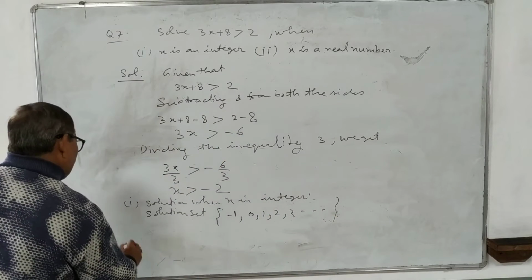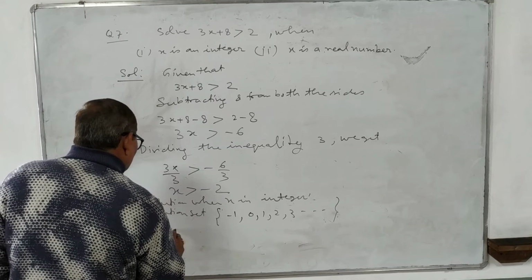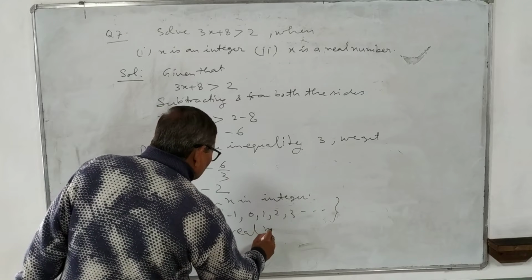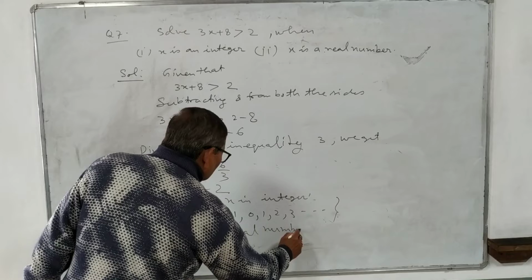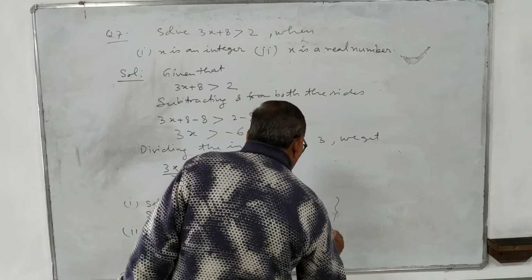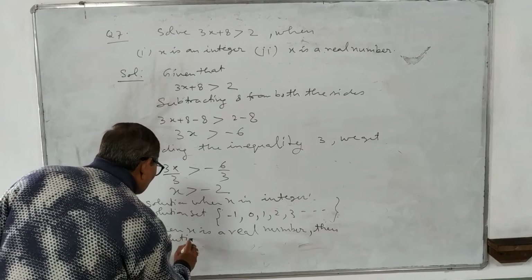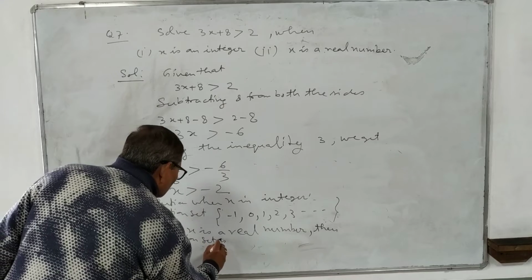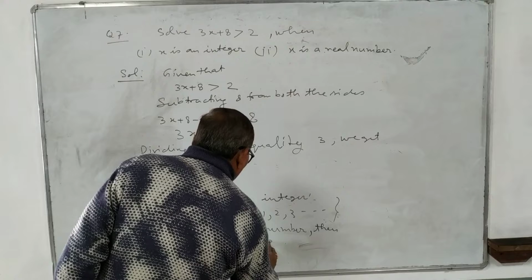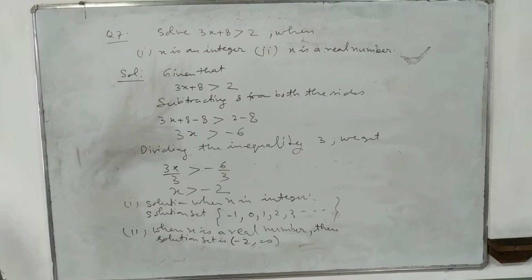This is in the first case, and in the second case, when x is a real number, the solution set is the interval -2 to infinity. So this is the solution of this inequality.